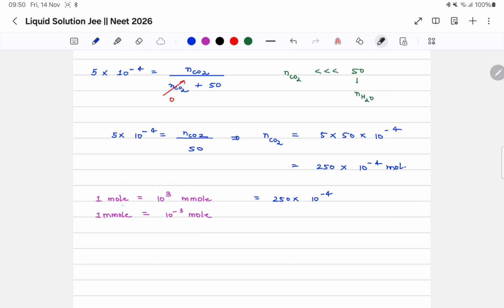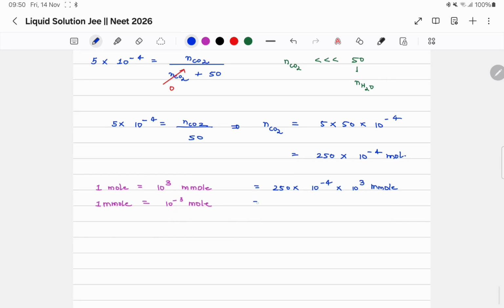So what can we check? 1 mole is equal to how much? 10 to the power 3 millimole. So you have to utilize this. So just put the value. In the place of mole I can write 10 to the power what? Sorry, not minus 3, 10 to the power 3 millimole. Now solve it. What are you going to get? 250 into 10 to the power minus 4 plus 3, that is 10 to the power minus 1 millimole. 10 to the power minus 1 means what? 25 millimole. So that is your final answer.